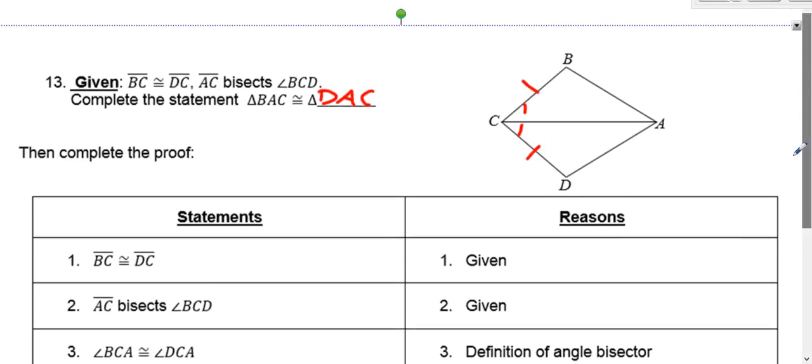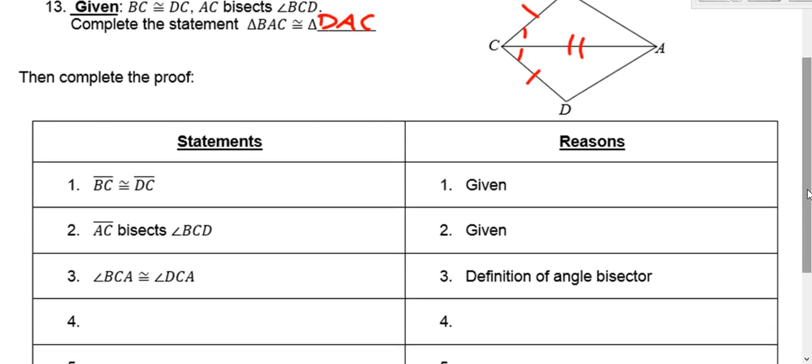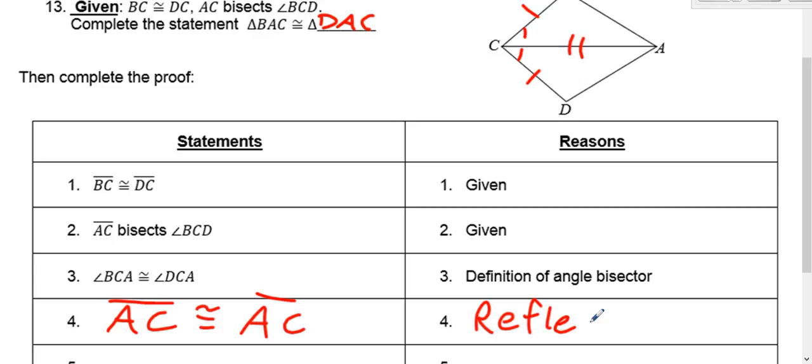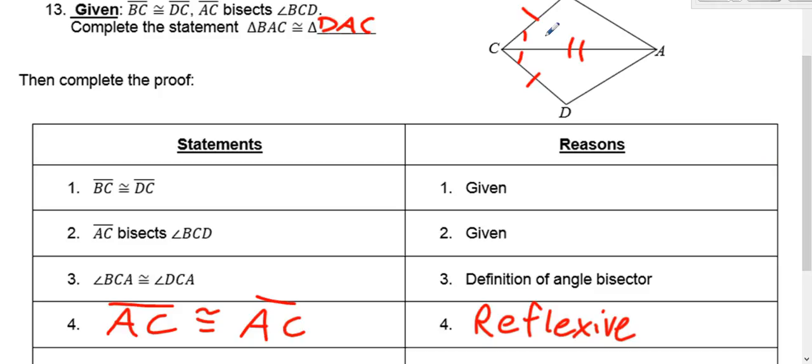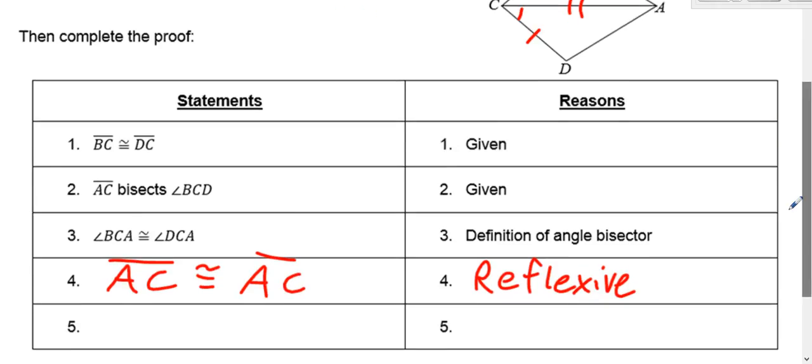And now we need the last two lines. In order to prove the triangles are congruent, we need one more thing. We have a side and an angle. We get AC is congruent to itself. That's the reflexive property. And now we know the triangles are congruent because of side, angle, side.